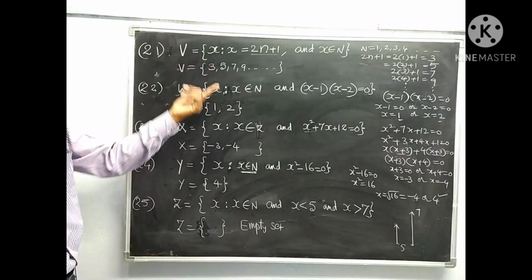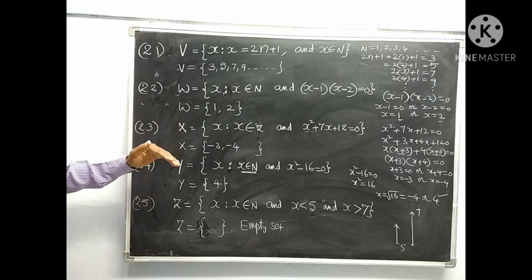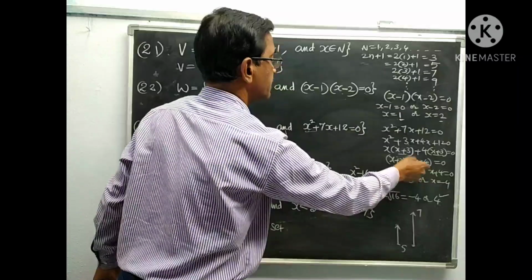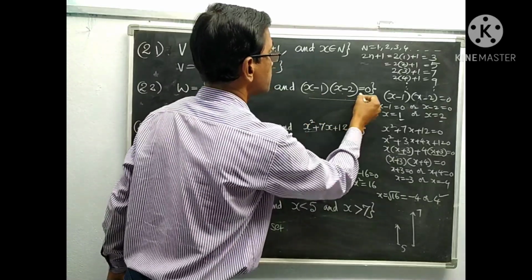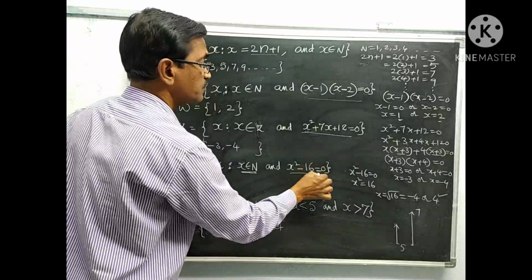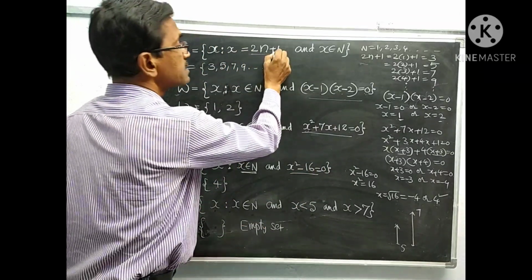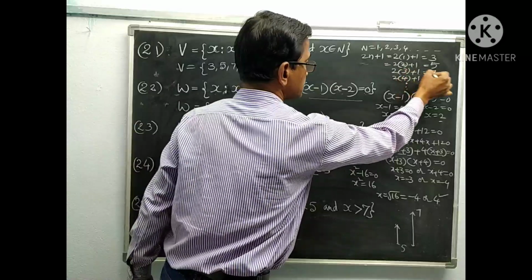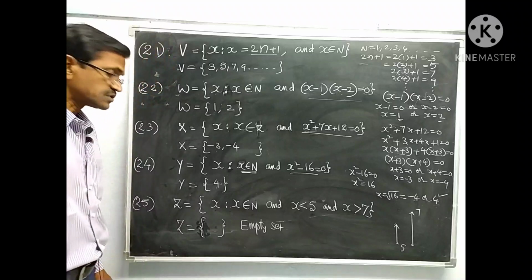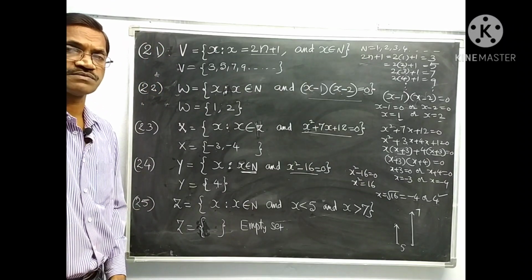In this way, in these questions 21, 22, 23, 24, we have to do some work and solve. If an equation is given, we have to solve it and write the answers. If a rule is given, we have to substitute the values in that rule and write the elements. Okay, in these 25 questions, I have covered all types of questions.